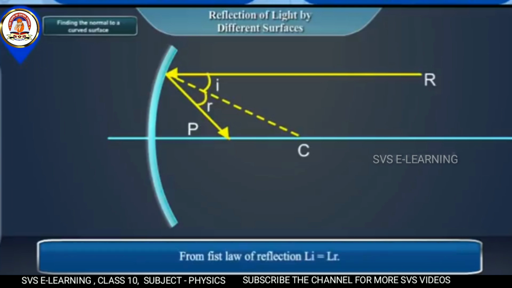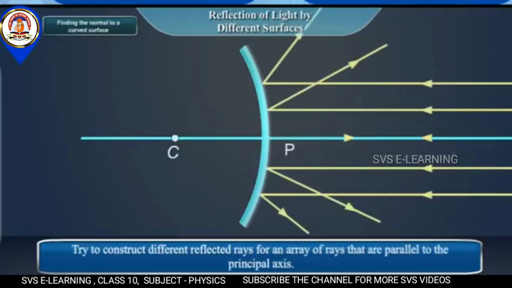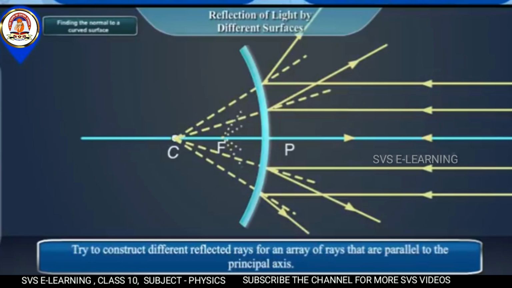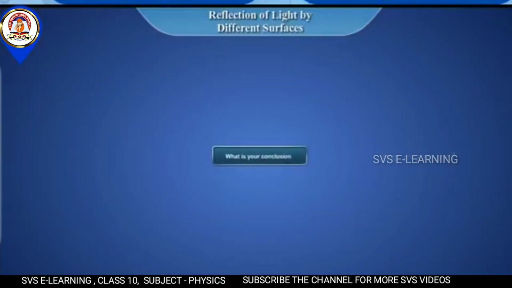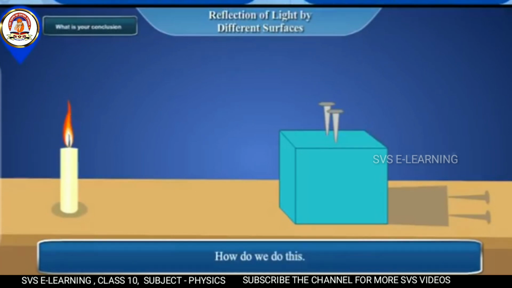From the first law of reflection, angle i equals angle r. Using the construction method described above, try to construct different reflected rays for an array of rays that are parallel to the principal axis. What is your conclusion? To verify this, we must first find out some way of obtaining a beam of parallel rays. How do we do this?